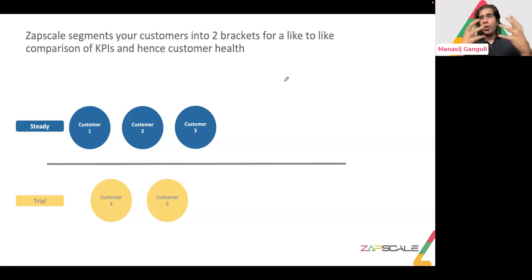So it could be trialing, onboarding, steady, or you could have multiple of them. I have just chosen just 2, just for simplicity's sake. You can have 3, 4 life cycle stages. You must segregate the customers into those segments. Great, let's move on.